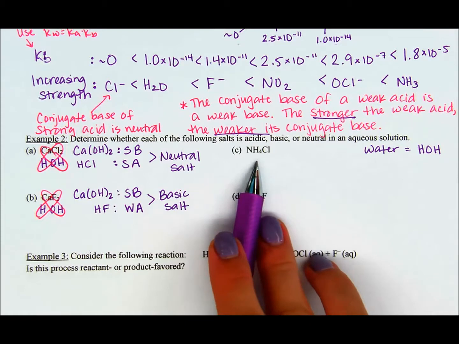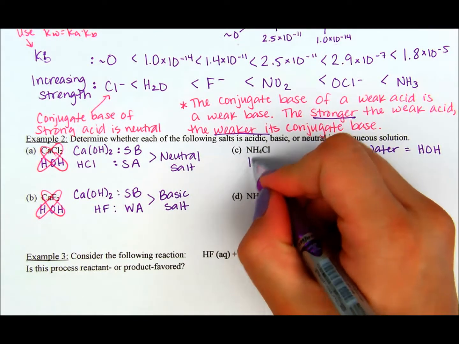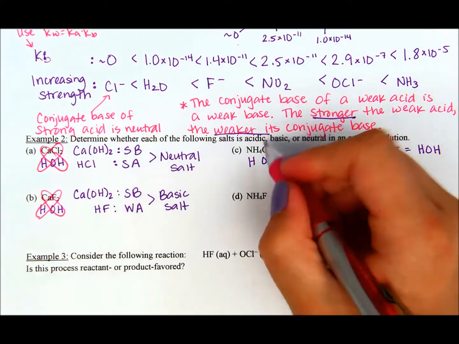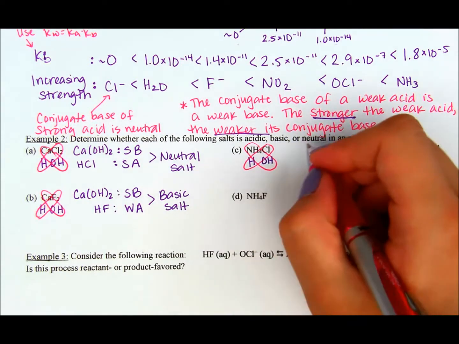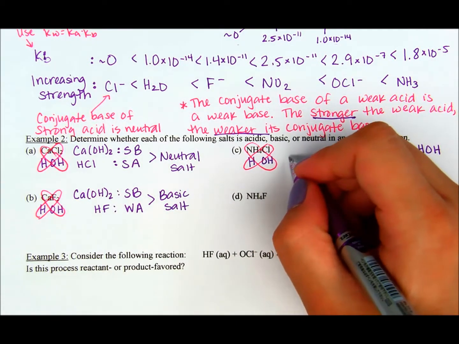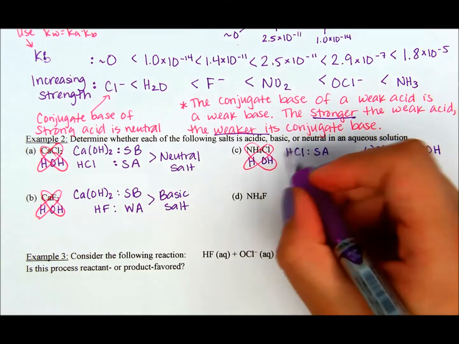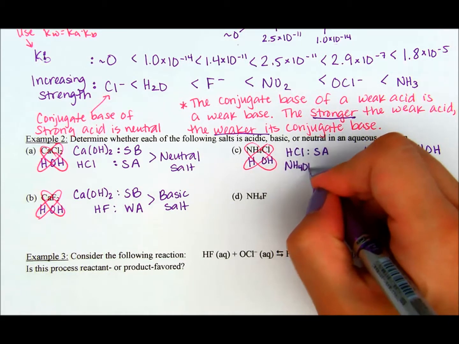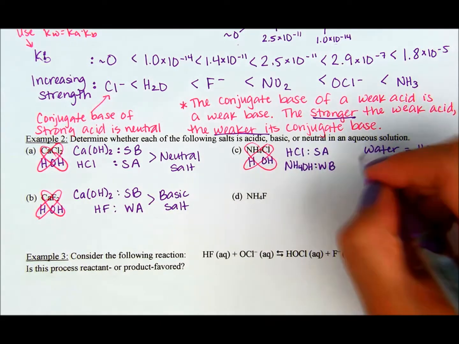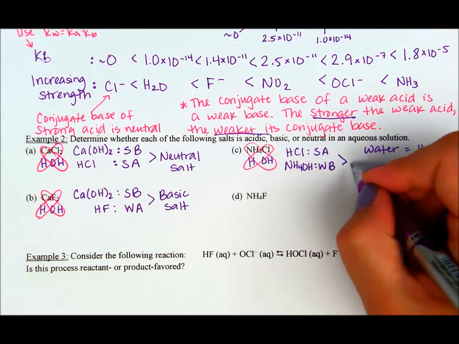Okay, I would like you to pause the video and see if you can predict both of these. Okay, first one, ammonium chloride, HOH. We're forming hydrochloric acid and ammonium hydroxide here. So HCl, or let's keep these colors consistent. So we are forming HCl, which is a strong acid, and ammonium hydroxide. That's a weak base. So overall, you have a strong acid, weak base. This is going to be an acidic salt.